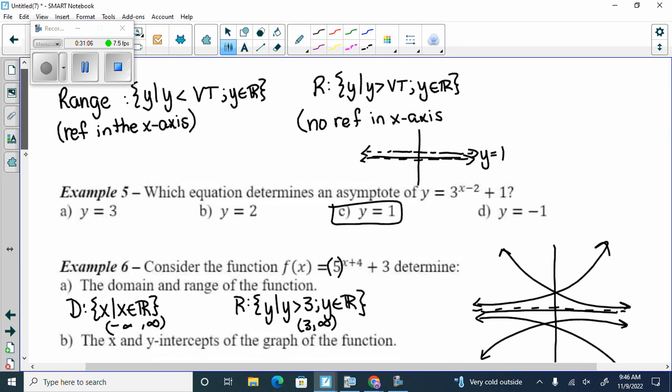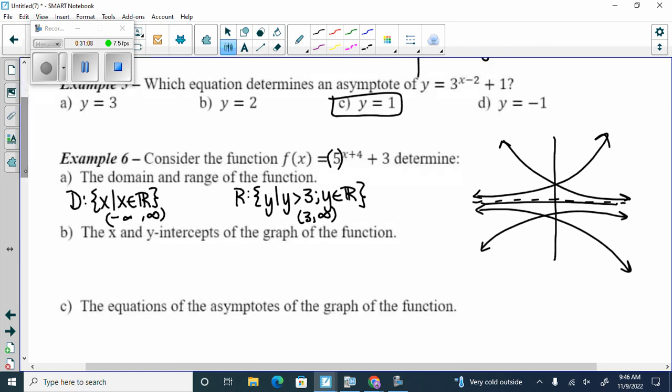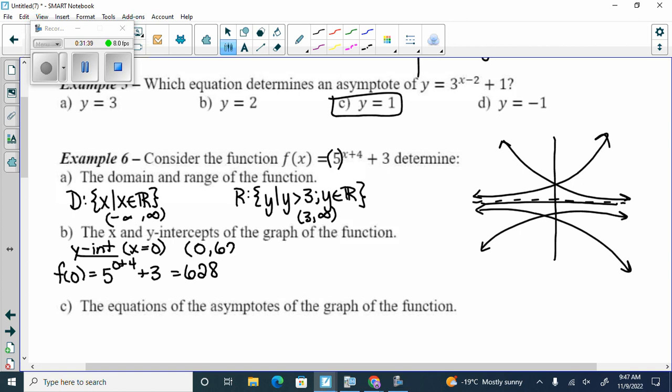Now the x and y intercepts. If I want to do the y-intercept, sometimes it's not as easy if you have more transformations, right? For the y-intercept, x equals 0. So I'm going to get f of 0 equals 5 to the 0 plus 4, plus 3, which equals what? What's 5 to the 4? Is it 625? Yes. Plus 3, 628? So my y-intercept is kind of up there, 0 and 628.